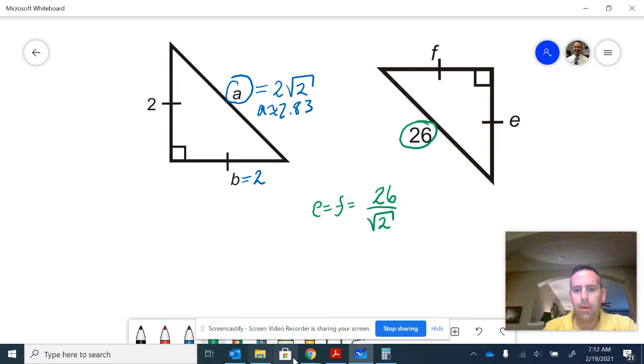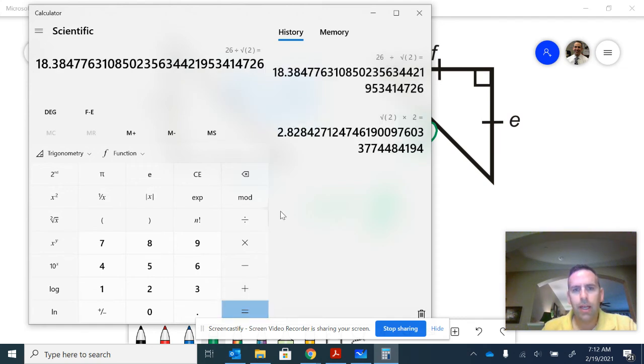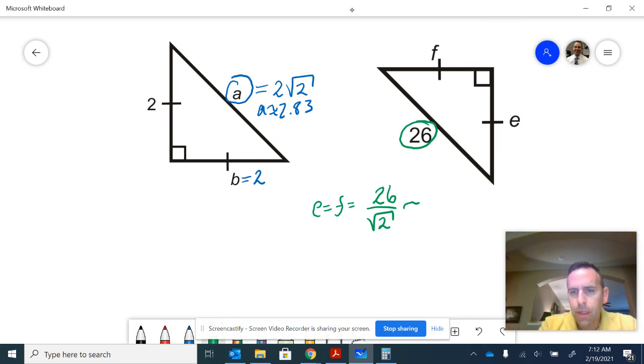So if I were to grab my calculator for this, 26 divided by the square root of 2, I get 18.38 when I round that off. So I'm going to put approximately 18.38.